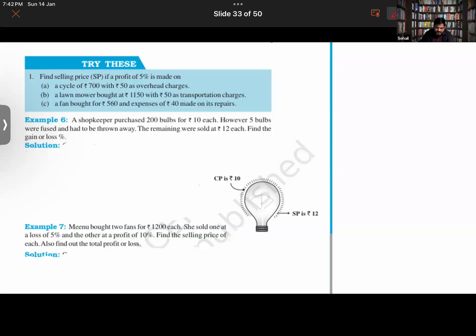Okay, now let's quickly solve this question. A shopkeeper purchased 200 bulbs for rupees 10 each. So the cost price for the shopkeeper was rupees 10, and he will be selling it for rupees 12. That is the selling price of the given article. Now, five of the bulbs he has to throw away, so 200 minus 5, he is left with 195. So the total cost was 195 multiplied by 10, that is 1950 rupees. Getting it now?